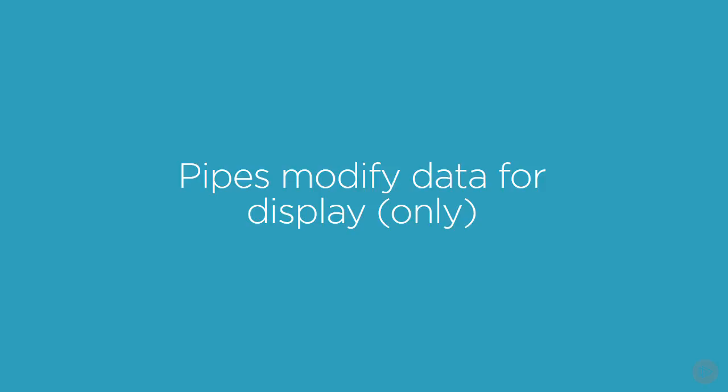Earlier in the course, we discussed the usage of pipes to modify the display of content, and we looked at the out-of-the-box pipes provided by Angular. Later in the course, we're going to talk about pipe performance, but now we're going to focus on building custom pipes to modify the data displayed in our UI.